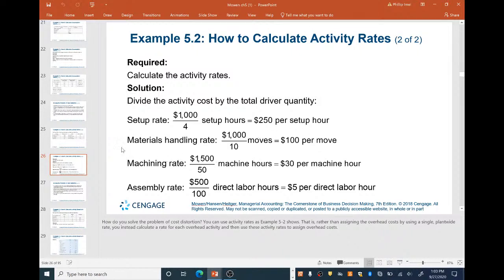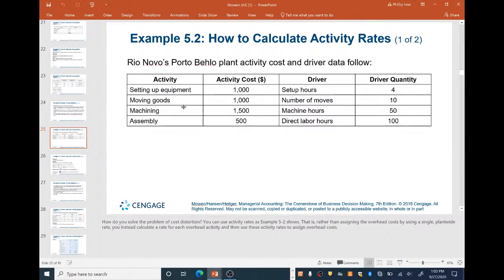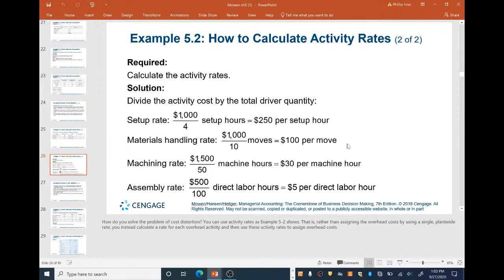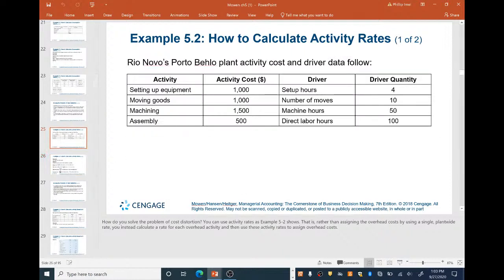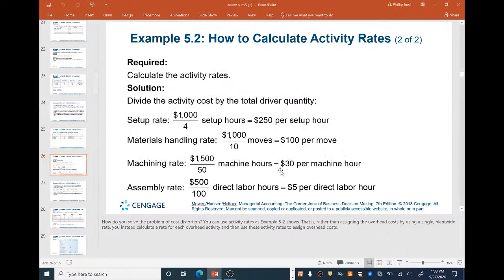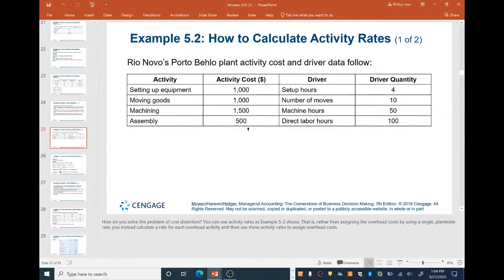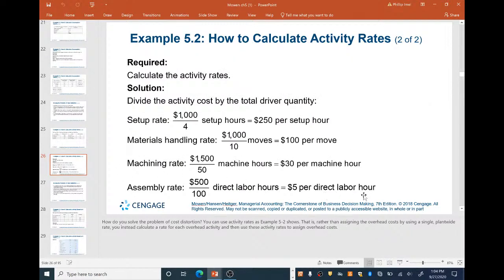The materials handling rate, once again, that's the moving goods. The cost of handling the goods is divided by the driver quantity of 10, which gives us $100 per move. Next, the machining rate. The cost divided by the hours, 1,500 divided by 50, is $30 per machine hour. And lastly, the assembly rate, 500 divided by 100. So the activity cost, 500, divided by the driver quantity of 100, is $5 per direct labor hour. So once again, this is how we calculate the activity rates.